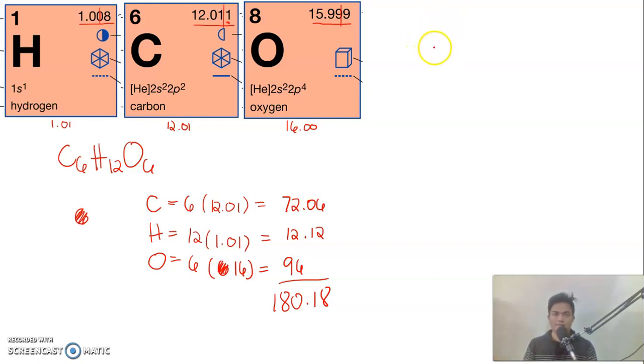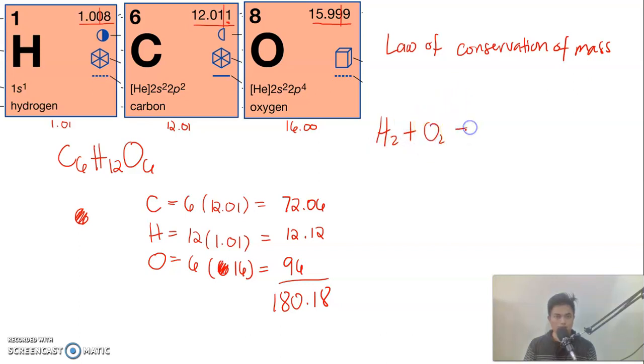Now, another thing, okay? Let's remember the law of conservation of mass. So from what we've talked about regarding balancing, okay. So the main principle that we need to have is this. All of the number of elements should be the same on both sides. So for example, that's why we balance this, right?